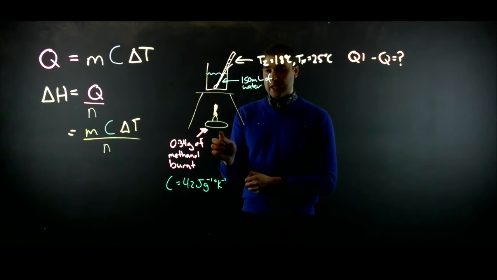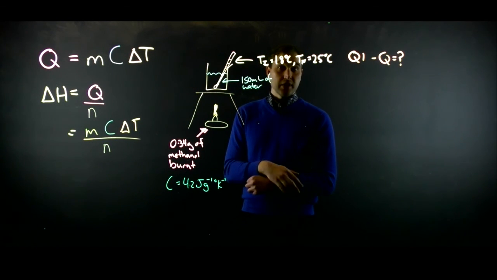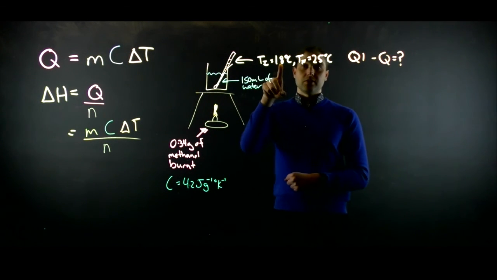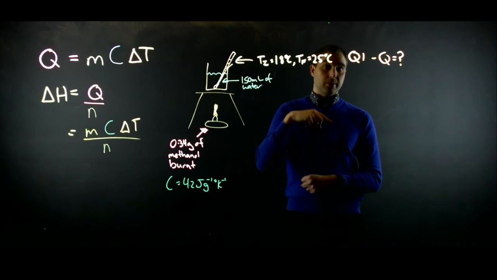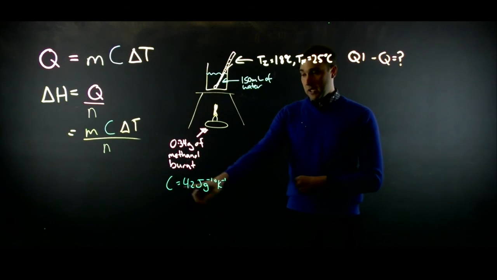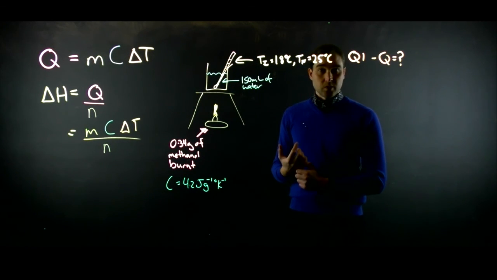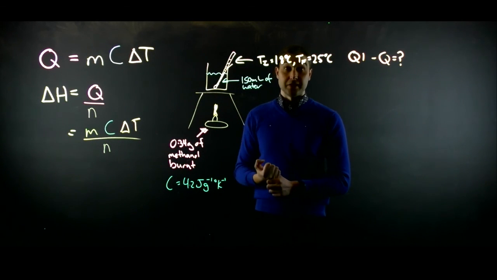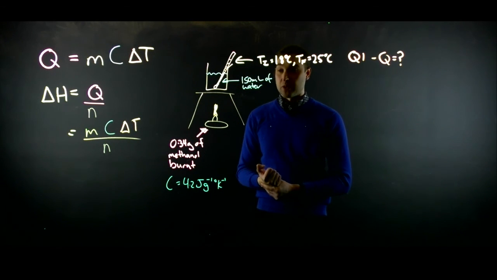The way that you figure that out is you weigh the spirit burner before you heat up your water, then you weigh it after, and you subtract the final from the initial, and that tells you how many grams of methanol you burnt. For the temperature change of the water, the initial temperature is 18, the final temperature is 25. And down here we have the specific heat of water. In this question it says specifically to use 4.2 joules per gram per degree Kelvin as your specific heat of water. So we're going to use that when we're doing our calculations.